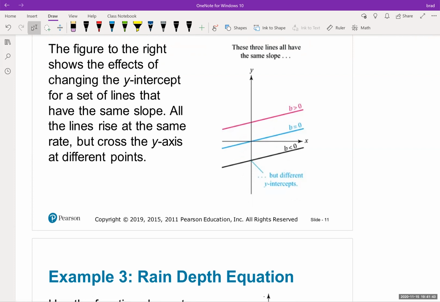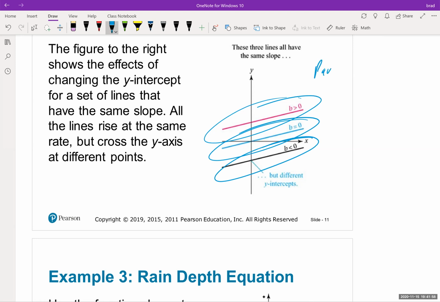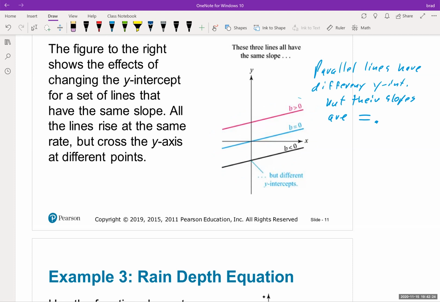The figure to the right shows the effects of changing the y-intercept for a set of lines, but keeping the slopes the same, okay? So here's the thing. These are all parallel lines. So parallel lines have different y-intercepts, but their slopes are equal. Okay, so any two lines that are parallel will always have the exact same slope.